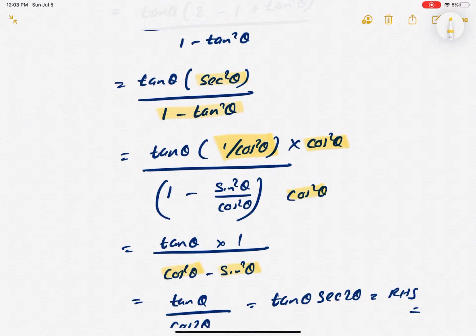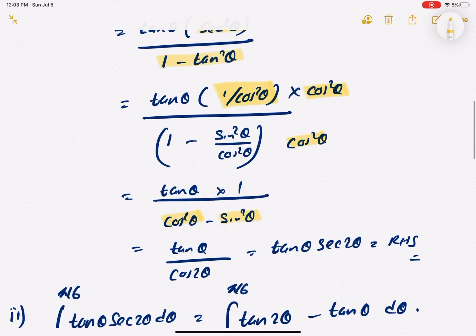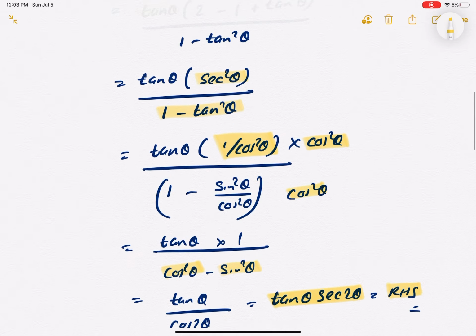Now cos square theta minus sin square theta is actually the double angle formula for cos 2 theta. So that is 1 over cos 2 theta, which is actually sec 2 theta. So this gives me the right hand side. So that is the working for part 1.